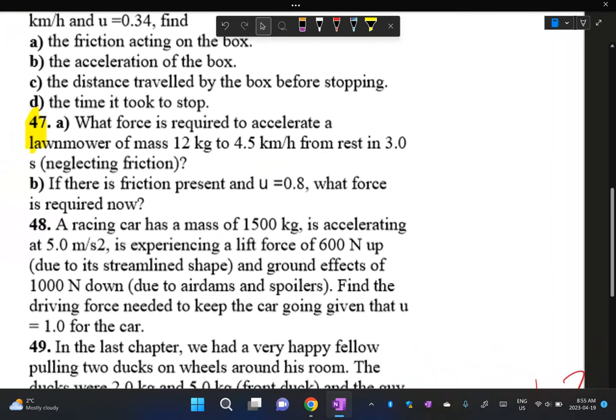First of all, I'm going to do 47. That's the last one that was asked of me to take up today. So let's go ahead and do that. It says, which force is required to accelerate a lawnmower of this mass to 4.5 kilometers per hour from rest in 3 seconds.